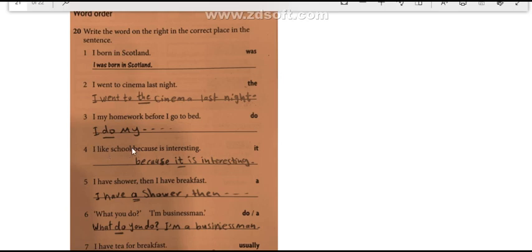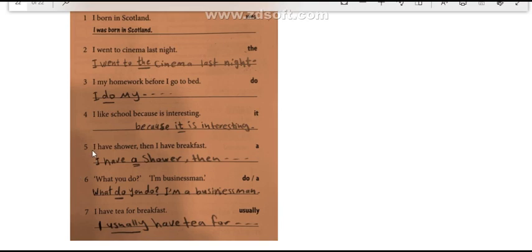I like school. Here up till now we have a complete, correct sentence. It is interesting. Here in this sentence there is no subject, so we put it in the place of the subject, so the sentence will be: I like school because it is interesting.